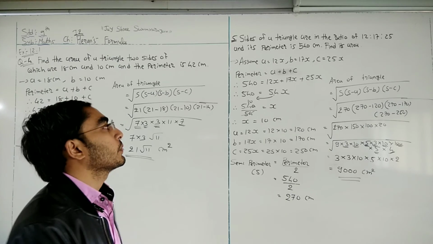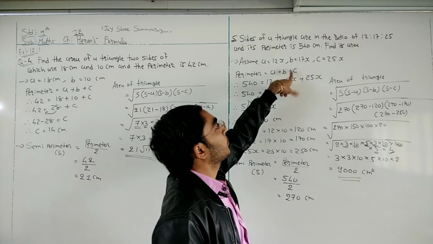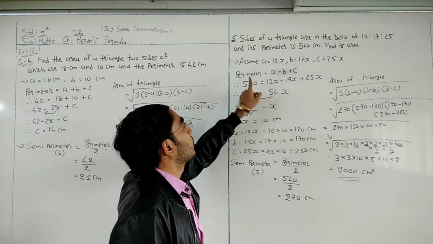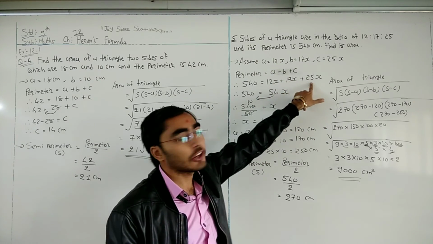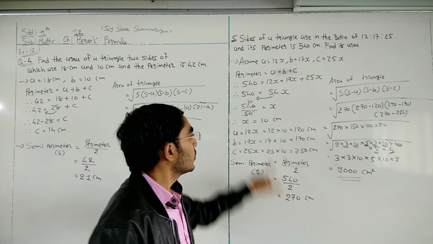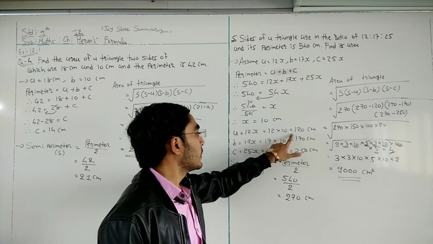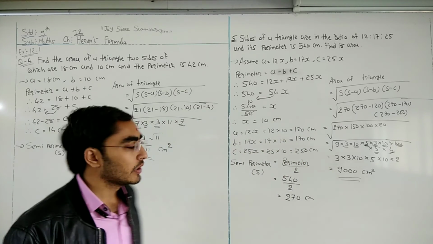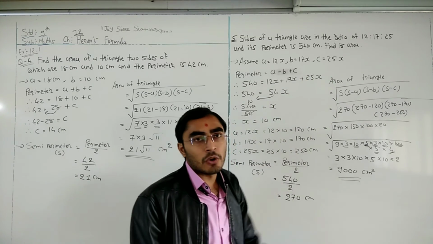9000 centimeter square. Here ratio is given to you. So assume A 12x, B 17x and C 25x. Perimeter is given to us 540. So perimeter is equal to A plus B plus C. From here 12x plus 17x plus 25x. So from here we will get the value of x. Okay. Now put this value of x in A, B and C. So A is equal to 120 centimeter, B is equal to 170 centimeter and C is equal to 250 centimeter. From here find out the semi perimeter S and then area of triangle.